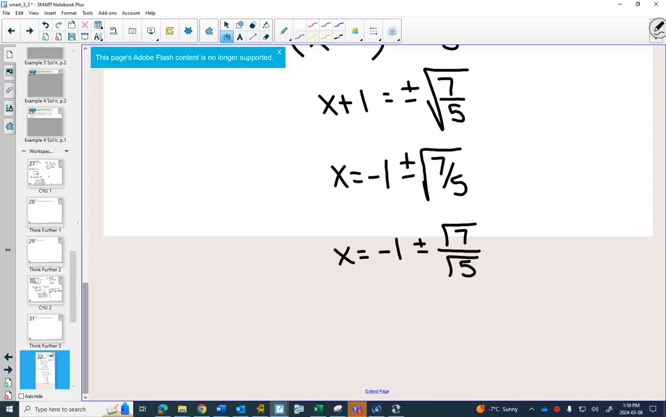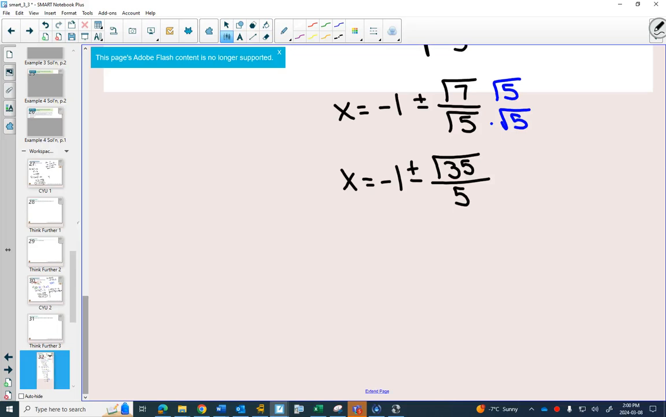And are we allowed to have square roots on the bottom from our previous unit? No. So we have to rationalize the denominator by multiplying by the square root of 5 over the square root of 5. This will give me x equals negative 1 plus or minus. On the top, now I'll have the square root of 35. And on the bottom, square root of 5 times square root of 5 is square root of 25, which just becomes 5.